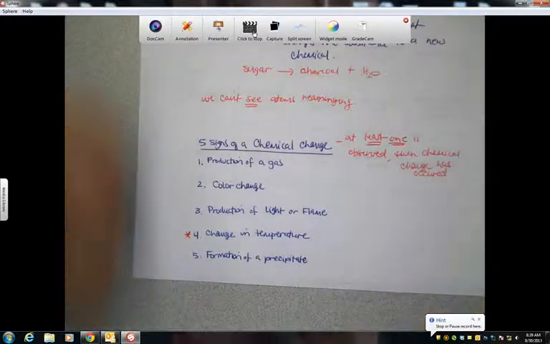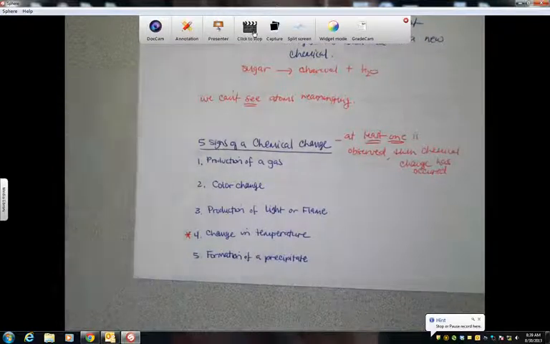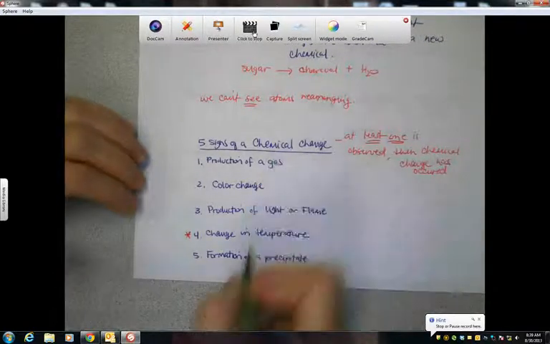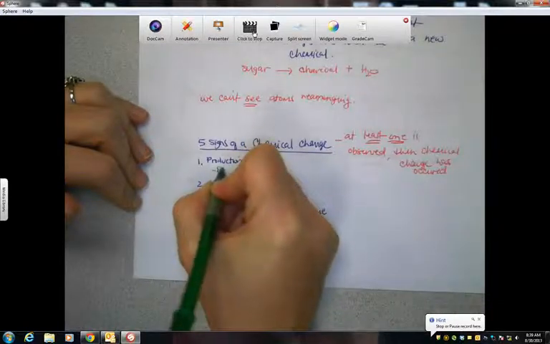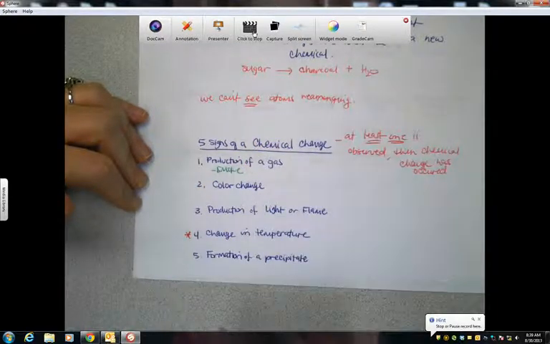And so let's talk about each of these. So production of a gas. Production of a gas, like when we light a match, is going to look like smoke, right? So sometimes you'll see smoke.